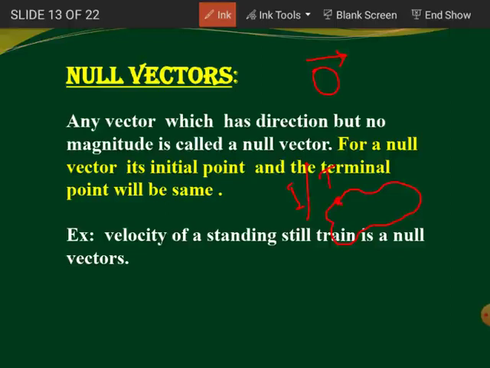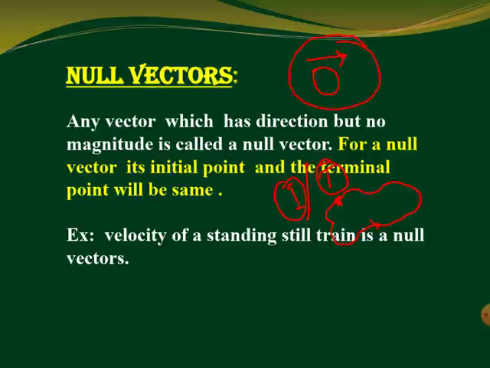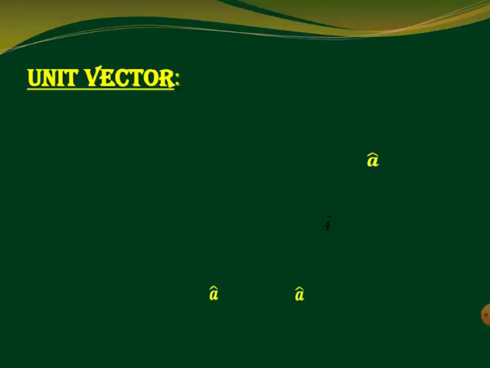So the displacement of this motion, from the initial point to the terminal point, as it is the same point, the line segment representing from initial to terminal will be equal to 0, and that type of vector will be represented by the 0 vector. So this 0 vector is a vector whose magnitude is 0, but the direction can be any direction. Okay, let's see about the unit vector.